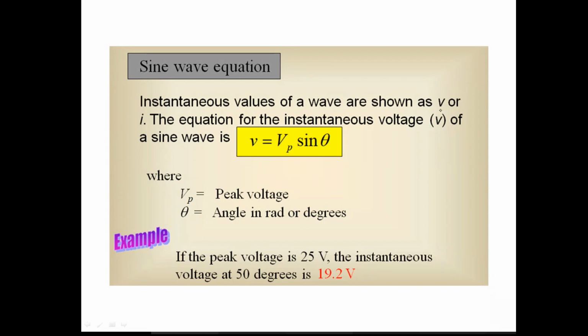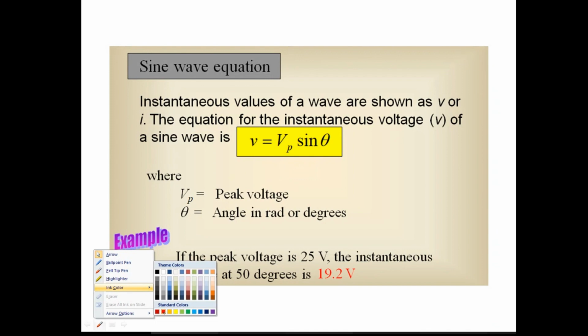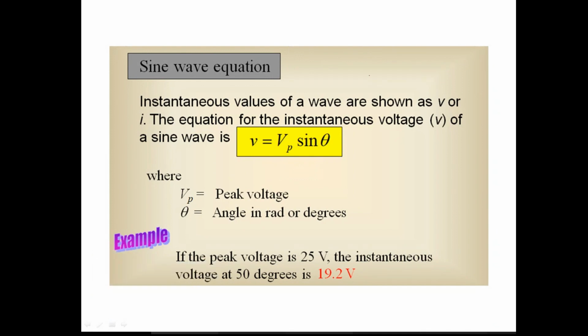Suppose it is a voltage waveform, you represent it with v, and if it is a current waveform, you represent it with i. You must be very careful while using the notations, right? In the case of instantaneous values of a sinusoidal waveform or any waveform, we generally use lowercase letters, small v and small i. So the instantaneous values are generally represented with small letters like this.